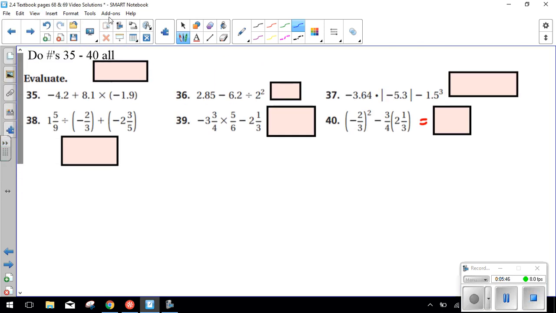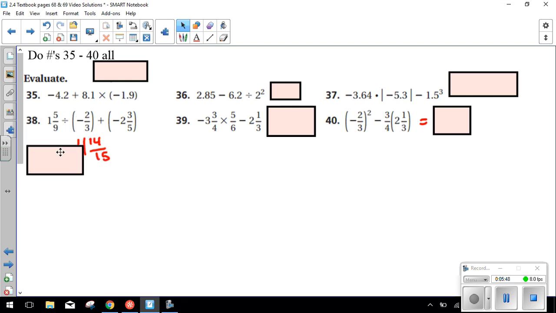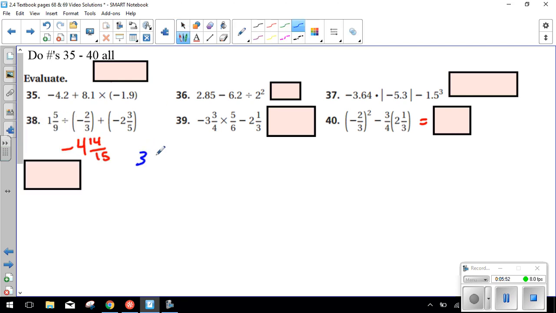Okay, so that was number 38. For number 39, so here's number 39. I'm not going to rewrite it. I'm just going to start by taking these mixed numbers and making them improper. So 3 times 4 is 12, and 3 is -15 over 4 times 5 over 6 minus 3 times 2 is 6, and 1 is 7 over 3.